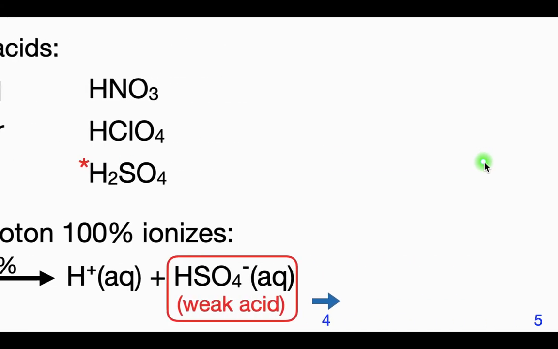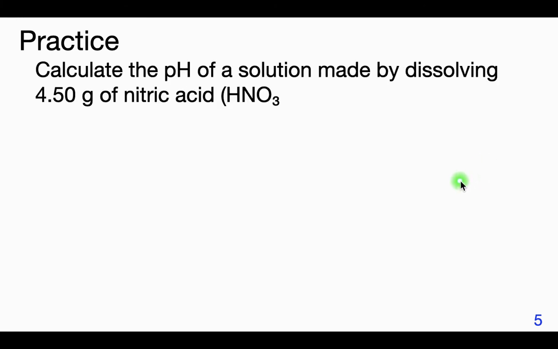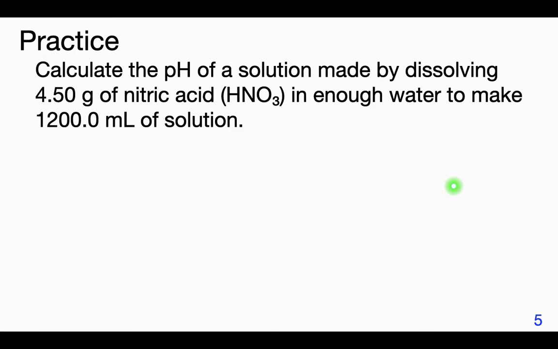Okay, let's do some practice. Calculate the pH of a solution made by dissolving 4.50 grams of nitric acid in enough water to make 1,200 milliliters of solution. Now, what's important here is that it is a monoprotic strong acid, and that's the only thing that I will be giving you. It's much more complicated if it wasn't monoprotic or if it wasn't a strong acid.